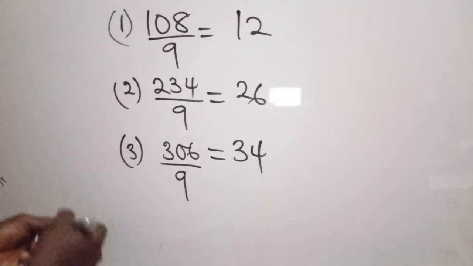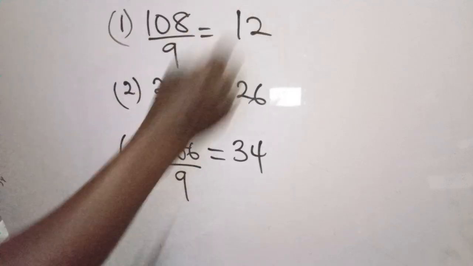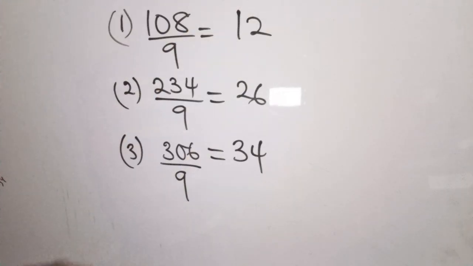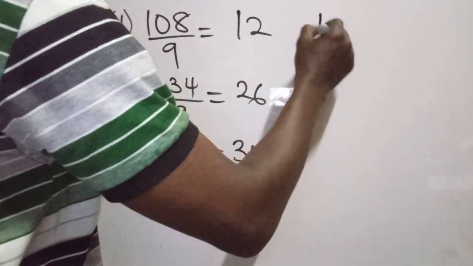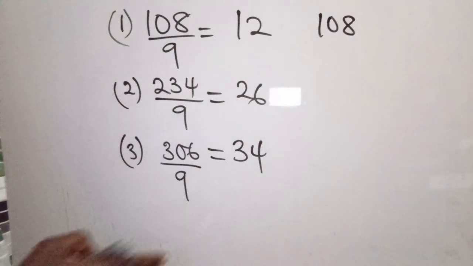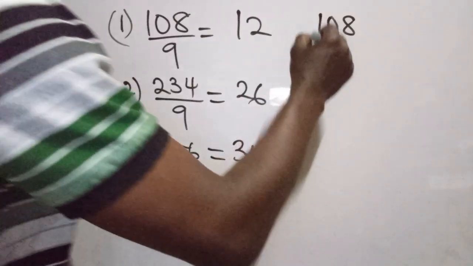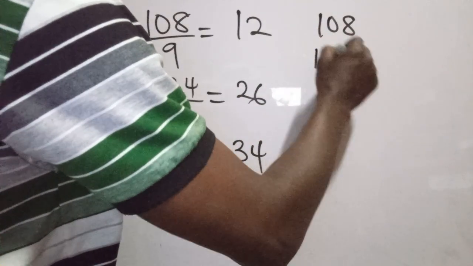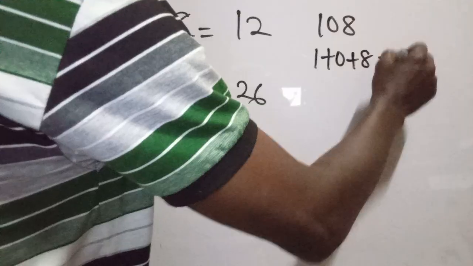Now, let's observe the numbers that are divided by 9 in each case. The first one is 108. What did we do here? Look at 108. It's a 3-digit number. So add all digits together. 1 plus 0 plus 8. That will give you 9.